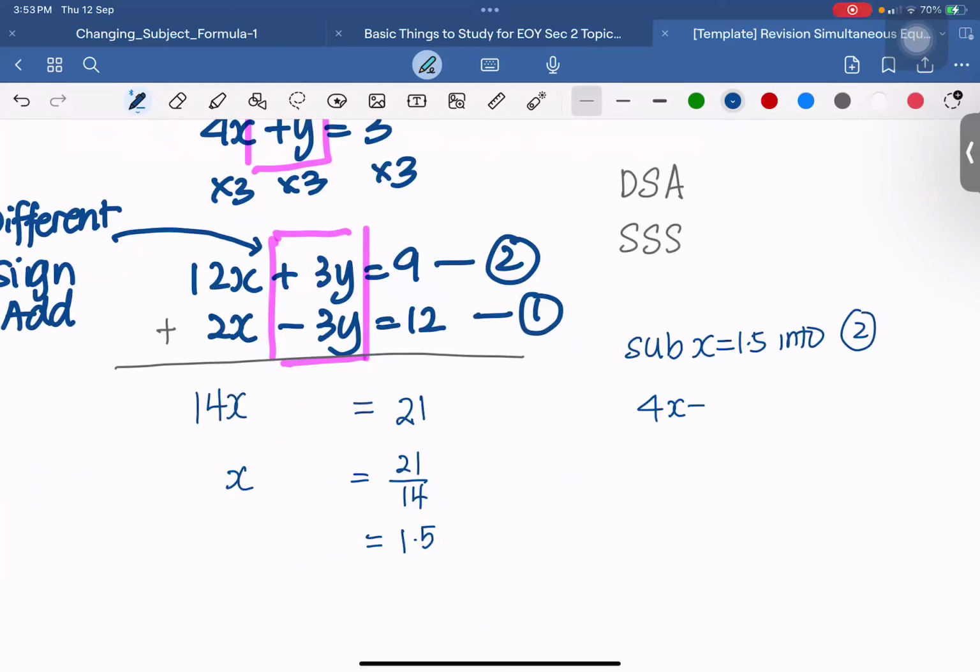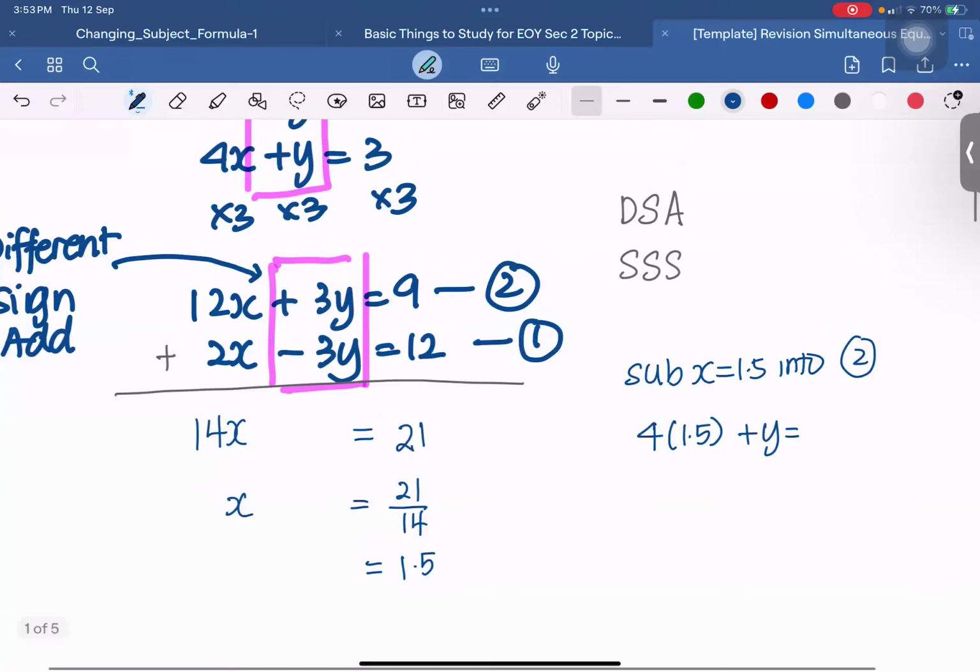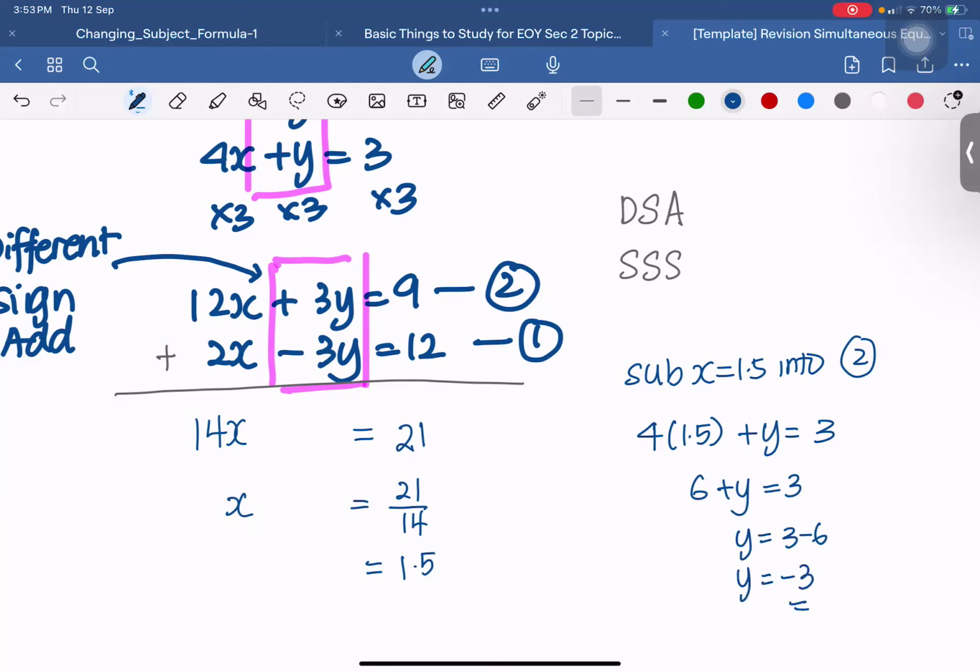4x, 4 times 1.5, plus y equals the number 3. 6 plus y equals 3, y equals 3 minus 6, y equals negative 3. Answer.